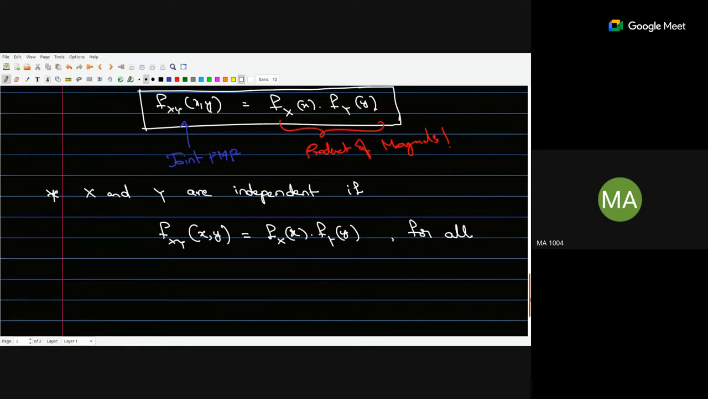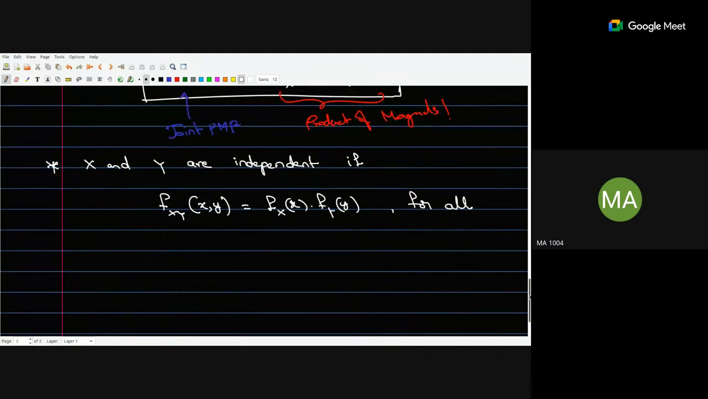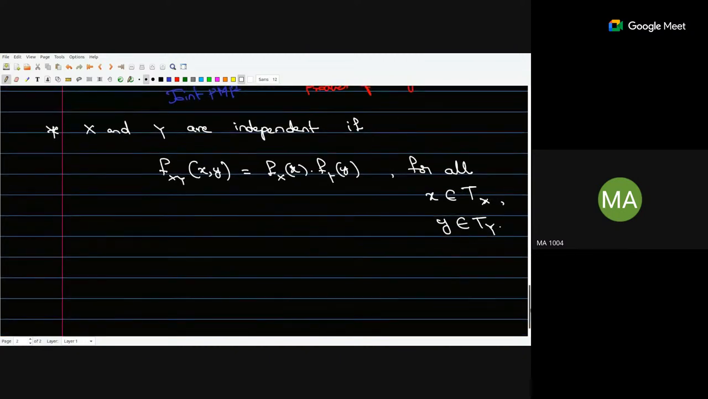Previously I didn't bring that up, but we always have some constraints. This should hold true for all x in the range of X and for all y in the range of Y. Each and every value of x and y. So if X can take 10 values and Y can take 10 values, then in your joint table you will have 100 entries. You should check this condition for all 100 entries, and only then can you claim that they are independent.